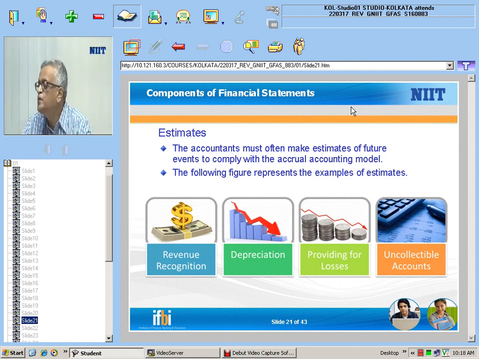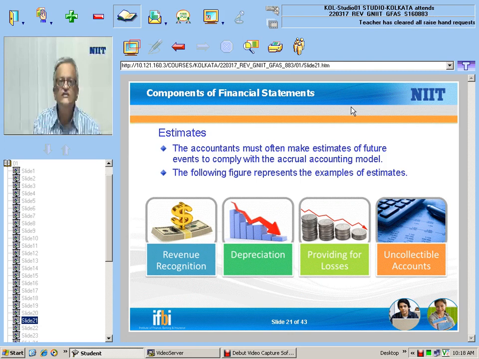Sandeep from Rajuri asks, what do you mean by providing for loss? Providing for loss means, what am I doing? I am debiting my expenditure account and keeping aside a certain amount of money for the probable losses which will happen in future. That amount will take care of the loss which will happen tomorrow. So that is the meaning of providing for losses.